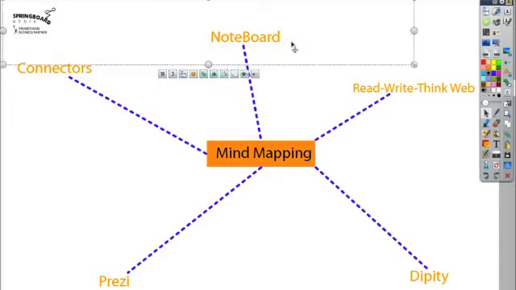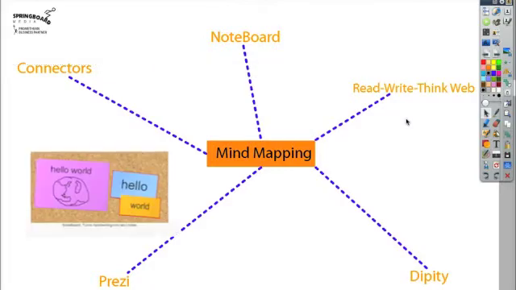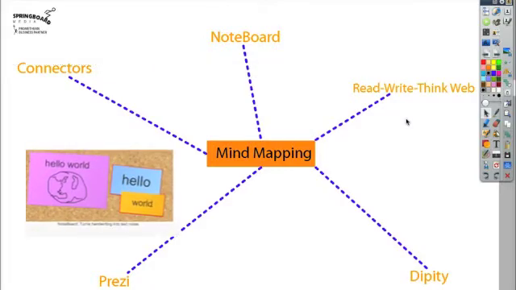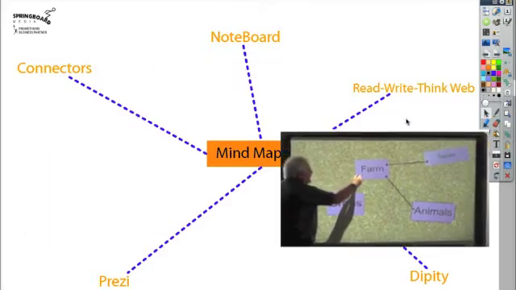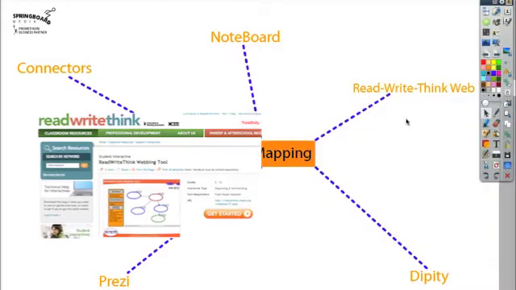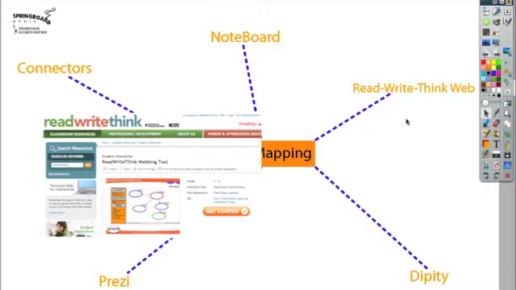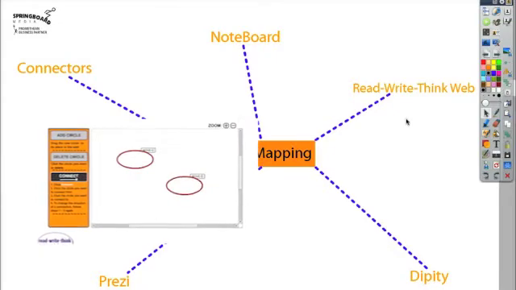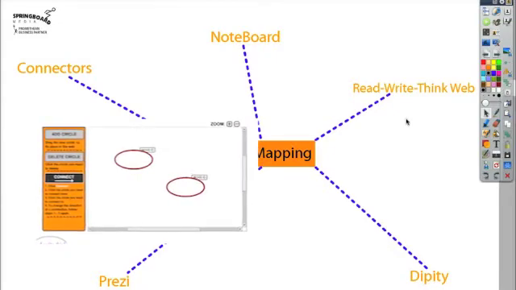Noteboard is a program that comes with the 500 board, which allows students to use handwriting recognition to add images and shapes, and a noteboard where they create their own graphic organizer. Read Write Think is a website which allows you to use webbing tools. There's a whole part of it where you can create different types of graphic organizers and webs.